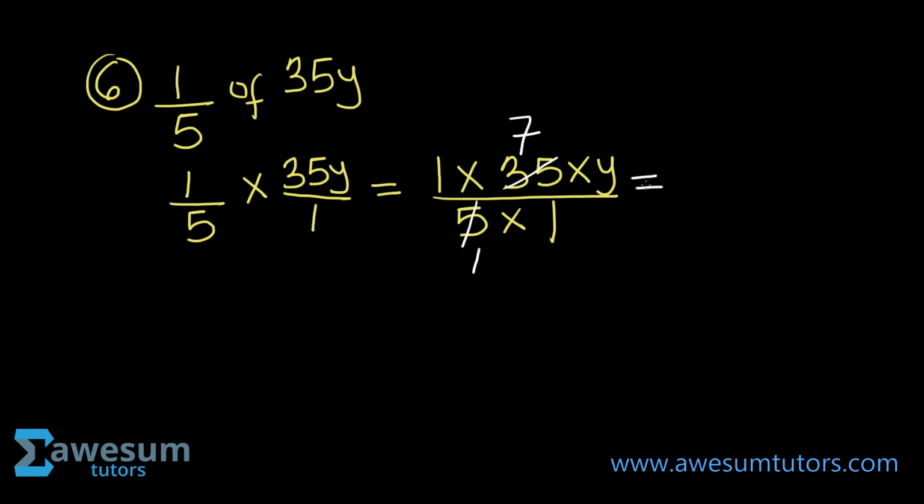Now we can multiply out. 1 times 7 is 7. 7 times y is 7y. So I have 7y over 1 times 1 is 1. And you will agree with me that 7y over 1 is the same thing as 7y. That is our final answer. I hope you guys understand this concept.